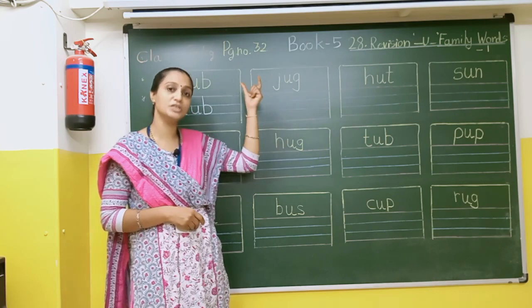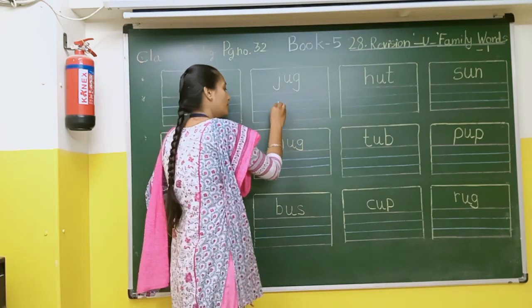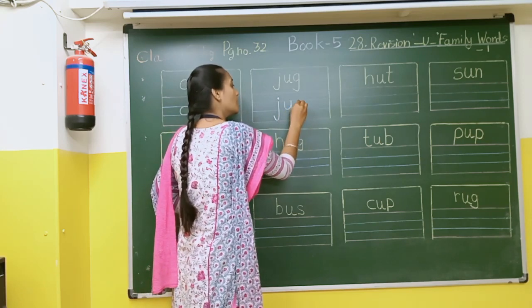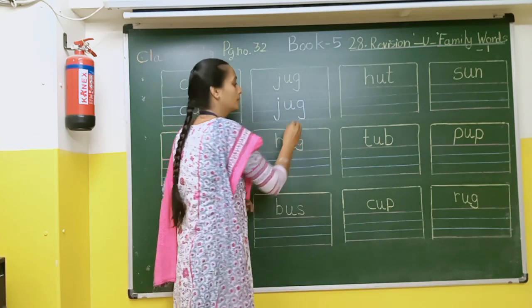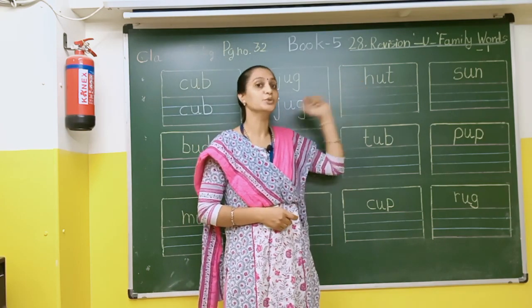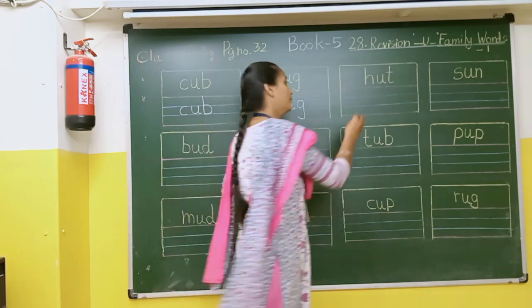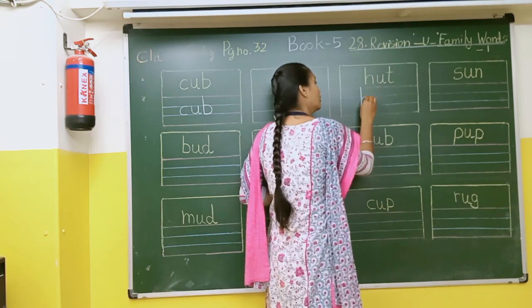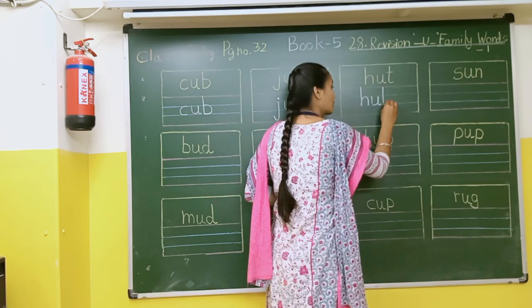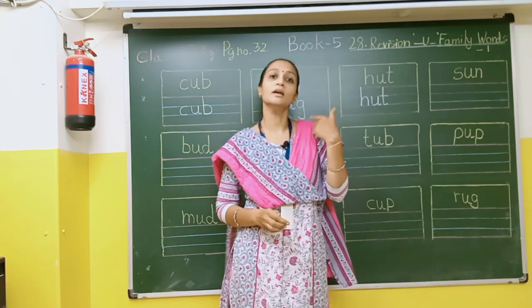J U G jug. So I will write in here in four lines. J U G jug. Here there is an image of hut. H U T hut. So I will write properly. You will speak the spellings and then write. Okay students. H U T hut.